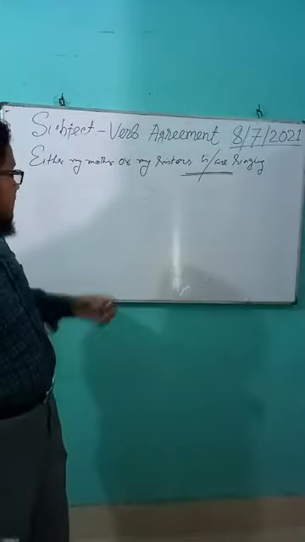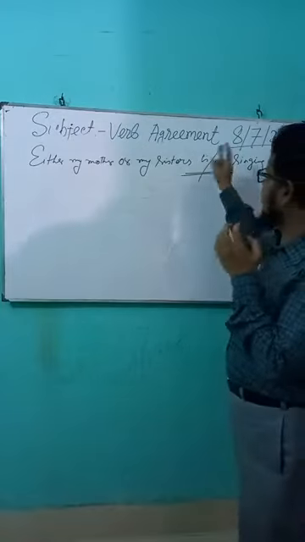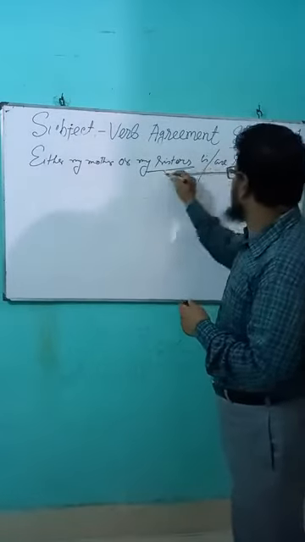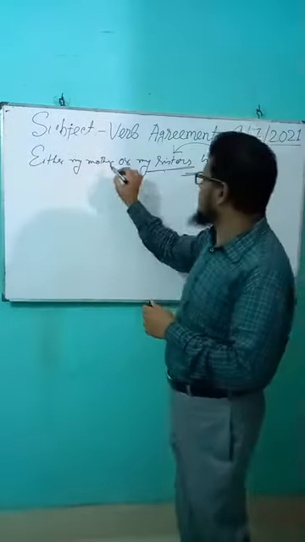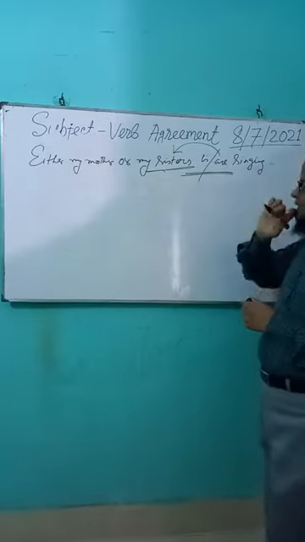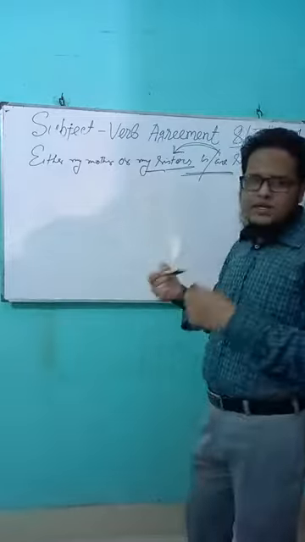So, I have told you that the verb must agree with the closest subject. Verb must agree with the closest subject. Either my mother or my sister is or are singing. So the verb must agree with the closest subject.